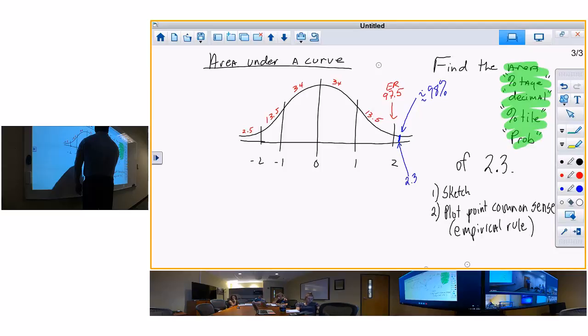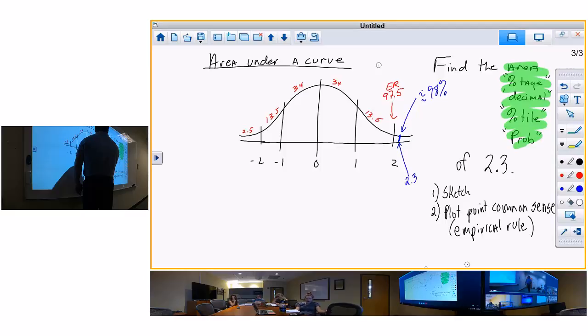Because of my common sense empirical rule, if I add all those up at 2, I know that's 97.5, I think. Somebody check me. I think it's 97.5. Then this little area right here is 2.5, and I'm going to just say that's maybe 0.5. So I'm going to add that to that, and I'm going to say it's 98%. So how do you check it? Well, you've got to use your table.